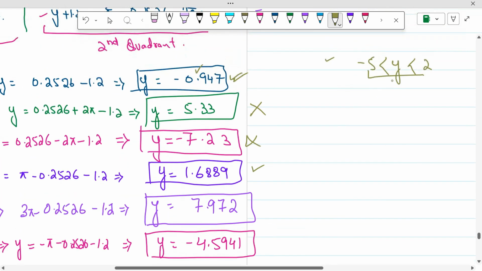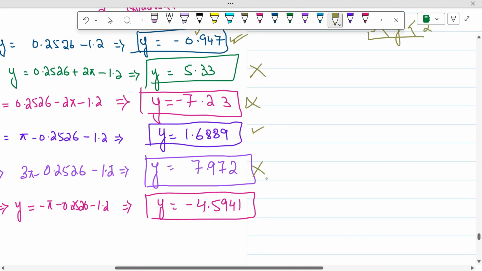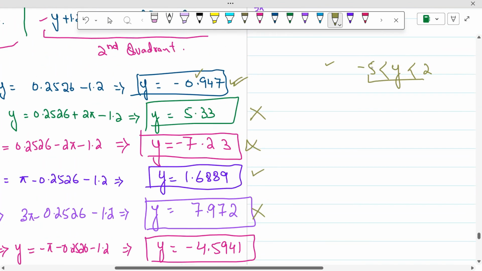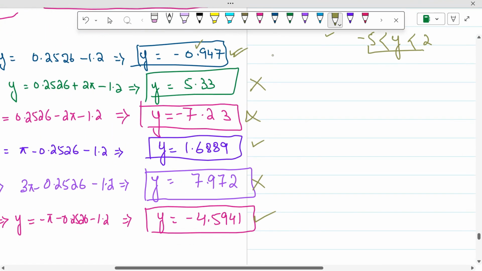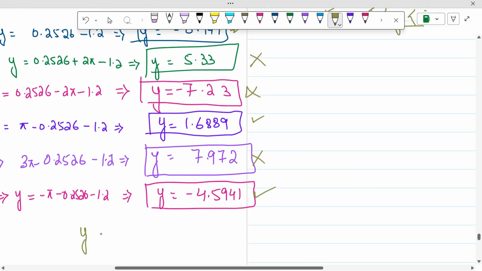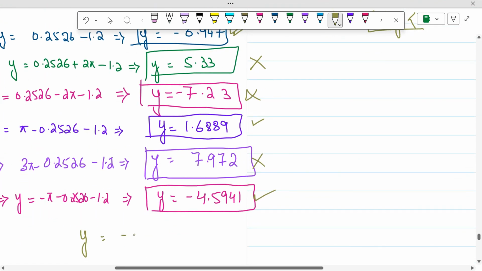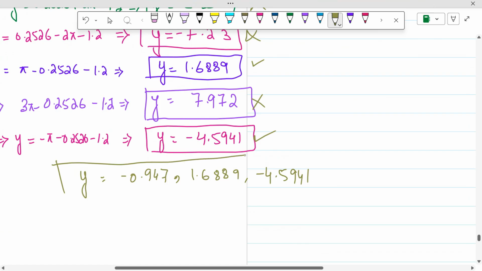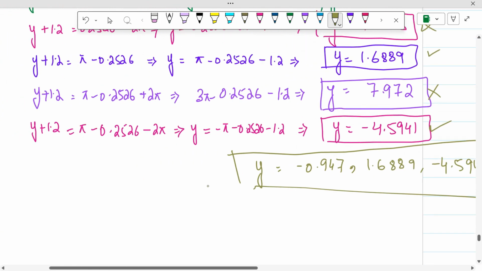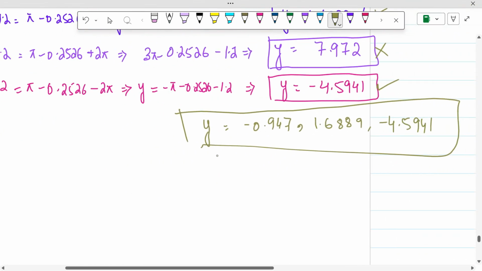And 7.9 is greater than 2, so we will discard it. And negative 4.5 is greater than negative 5, so we will consider this one. So we have three values of y. Y is equal to negative 0.947, then we have 1.6889, and then negative 4.5941. So these are the required values of y.